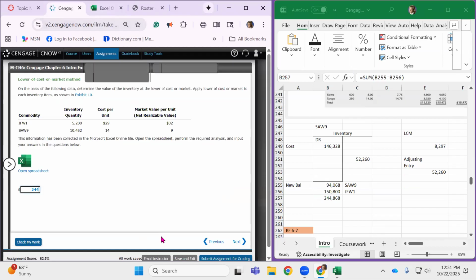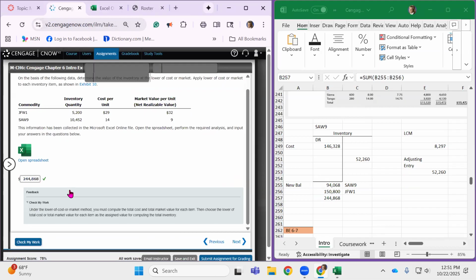So I'm going to put that in my problem now. So this is the new balance of our inventory, because we applied the lower of cost or market. So you have to take each item and see which one's lower. Which one's lower?